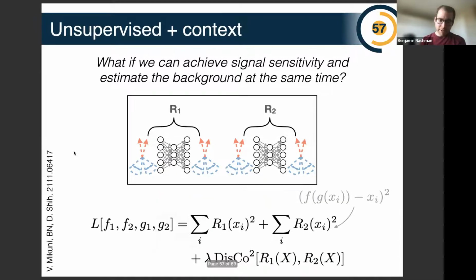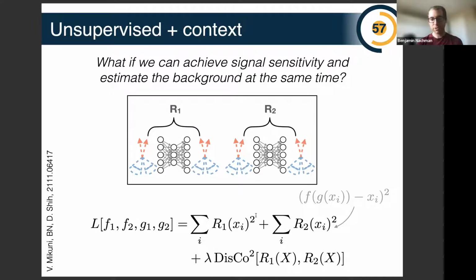So let me start with the top part. So the idea is that you can train two autoencoders, and here I'm also going to be vague about where you train. It could be trained on simulation, could be trained on data you've already collected. It doesn't really matter. But you see the loss function here has three terms. So there are four neural networks, F1, F2, G1, G2. Why are there four? Because there's two encoders and two decoders. So the G's are the encoders and the F's are the decoders.